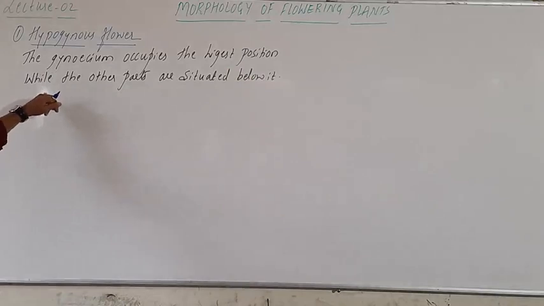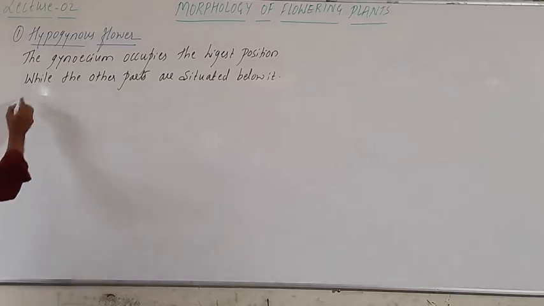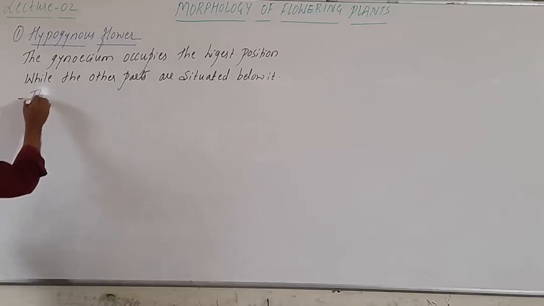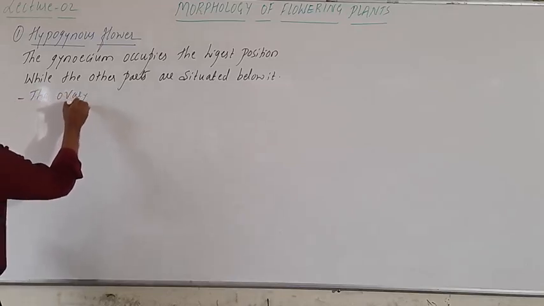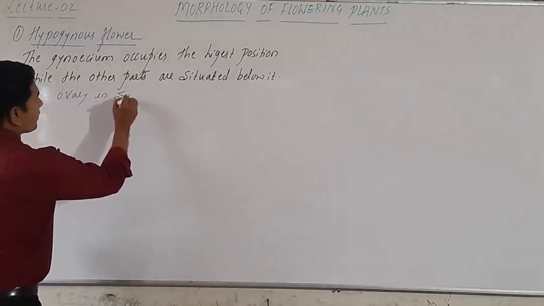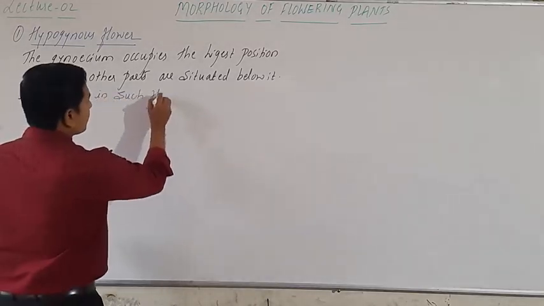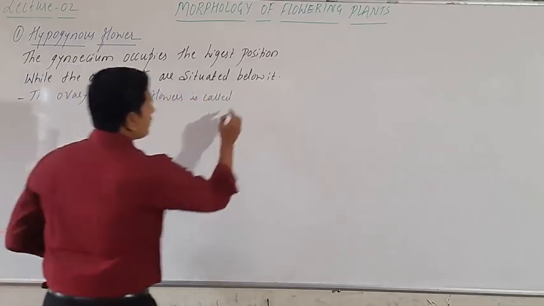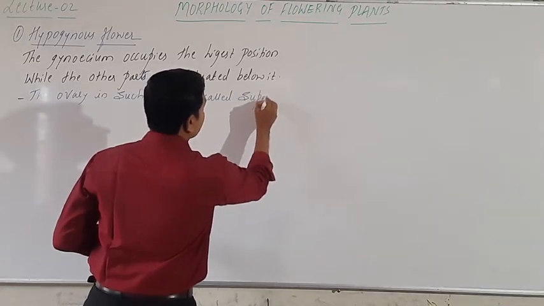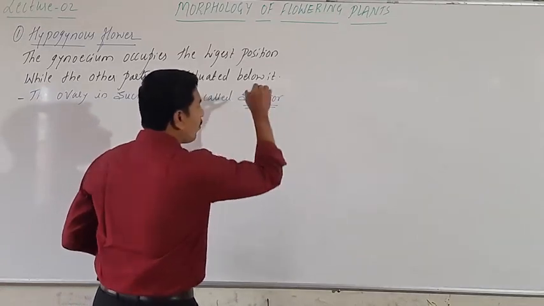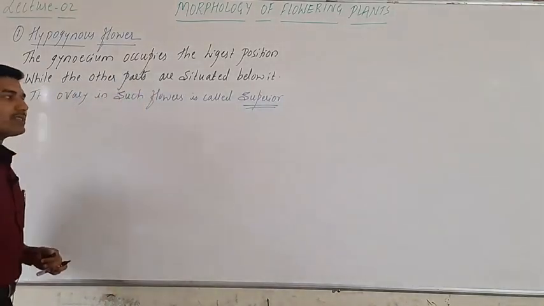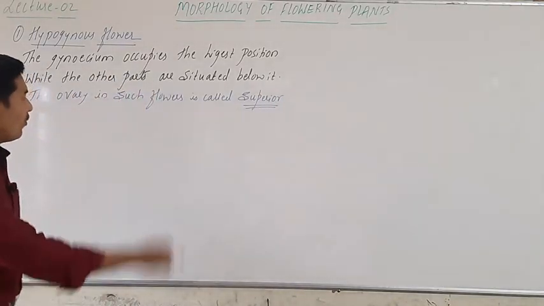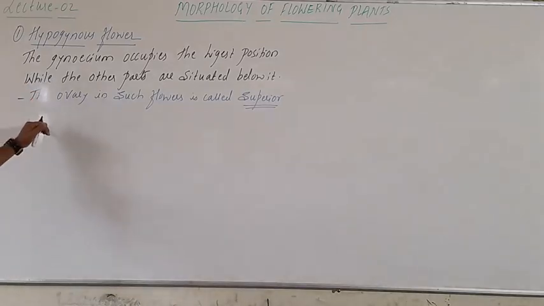Now, such type of flowers, the ovary in such flowers is called superior. Superior ovary ant kariತೀವಿ. The ovary in such flowers is called as a superior ovary. Okay. So this is regarding the hypogynous.